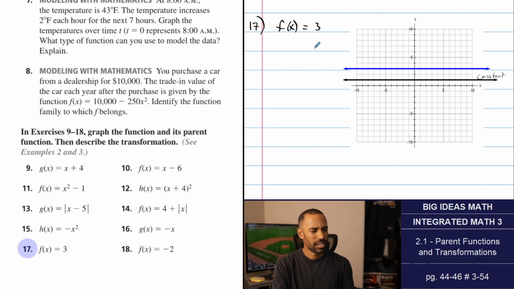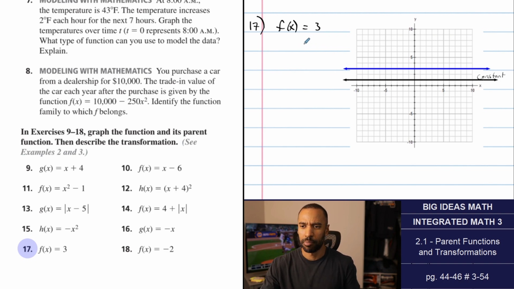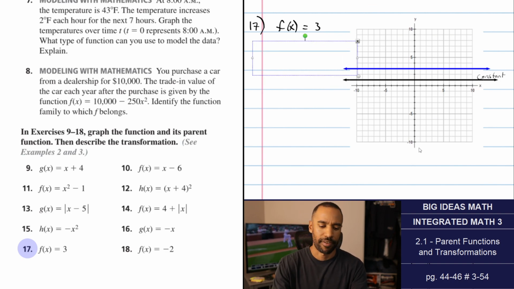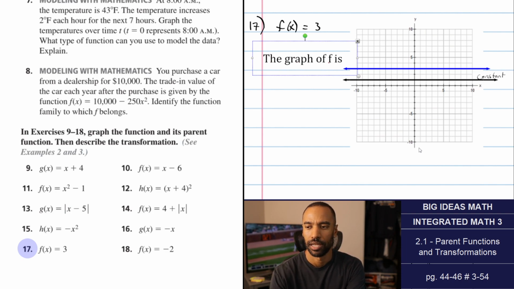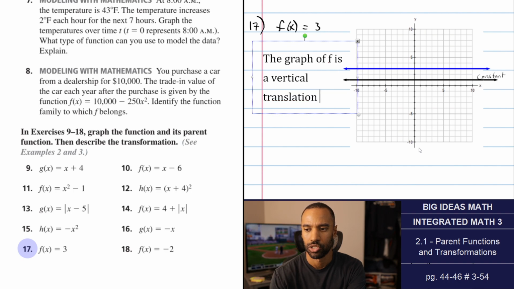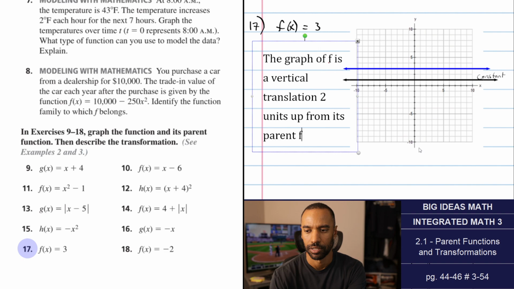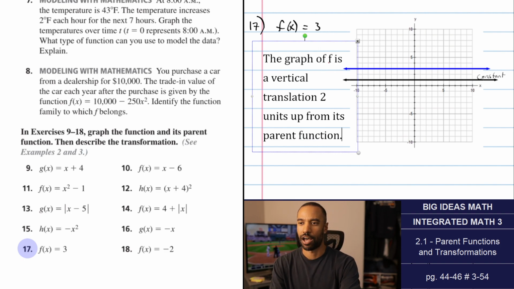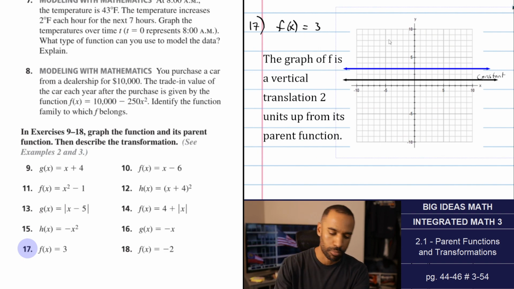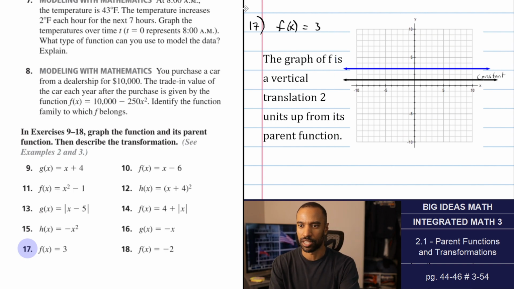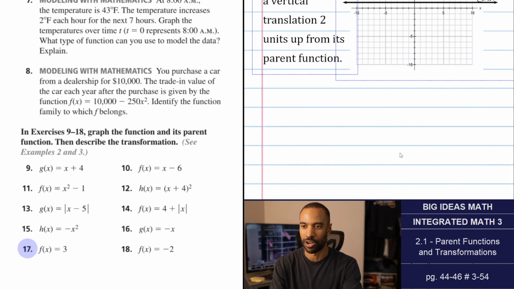And I think this was an example as well. I don't know if that was the exact number, but I think it is. And that's the graph, right? y equals 3. The graph of f is a vertical translation 2 units up from its parent function. And then I'll just get ready on all this stuff and bring this into basically number 18. So I'm just going to copy and paste this all.